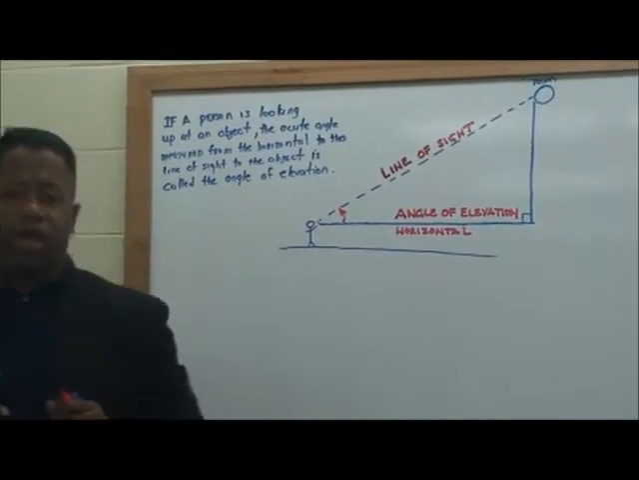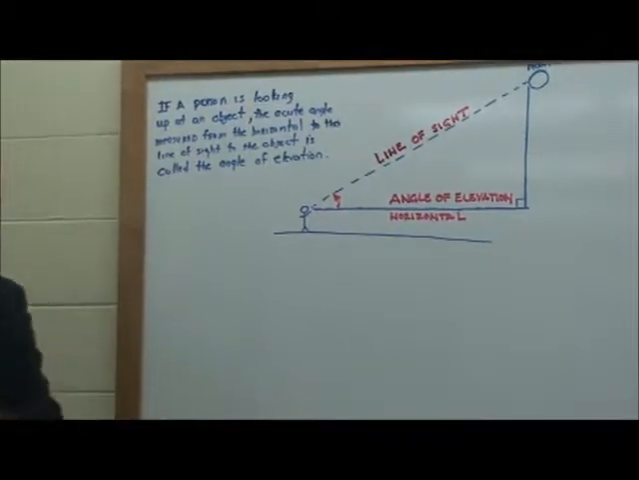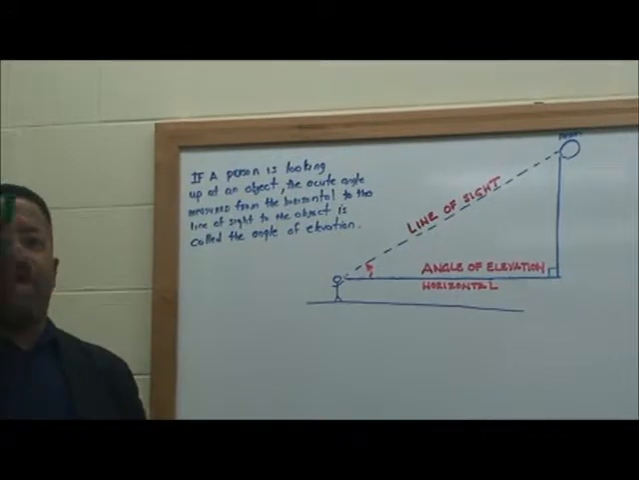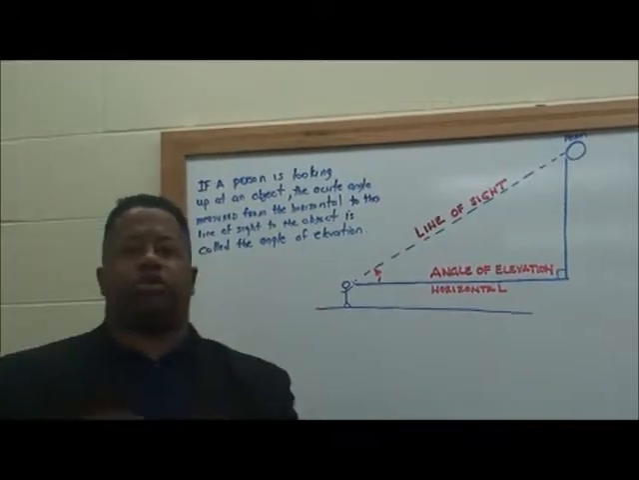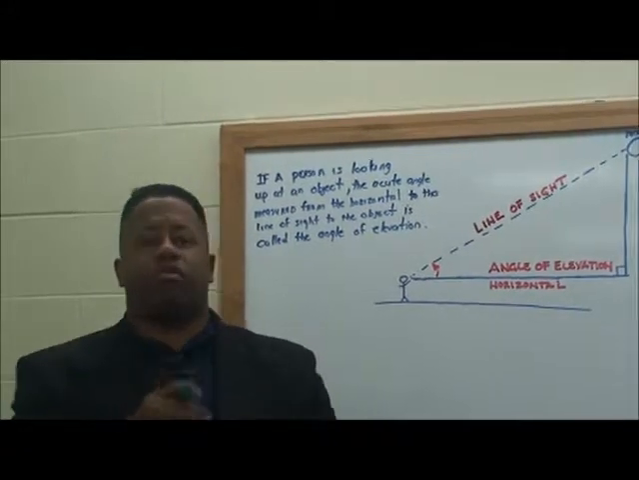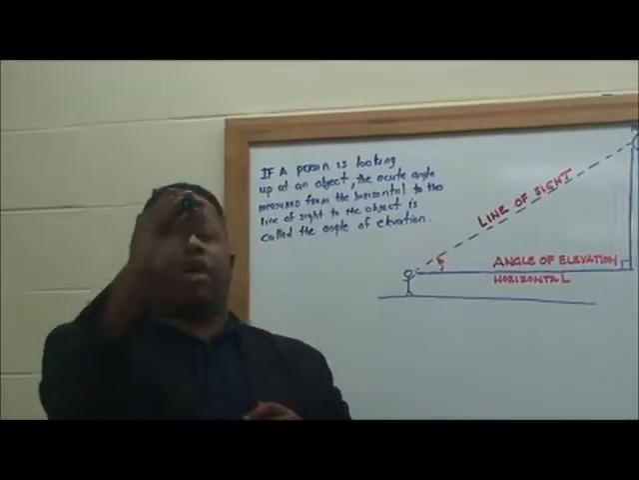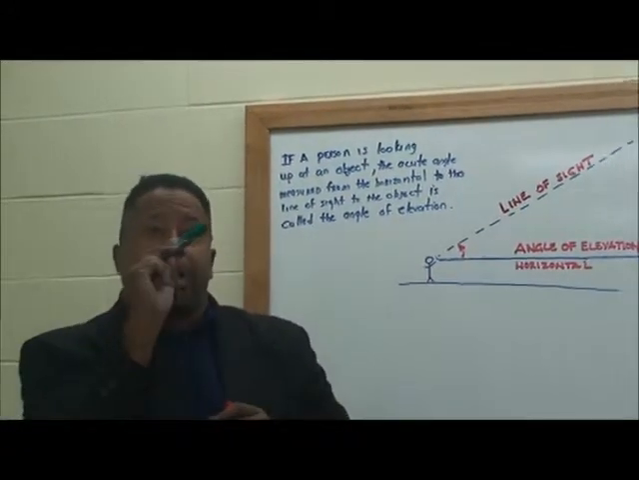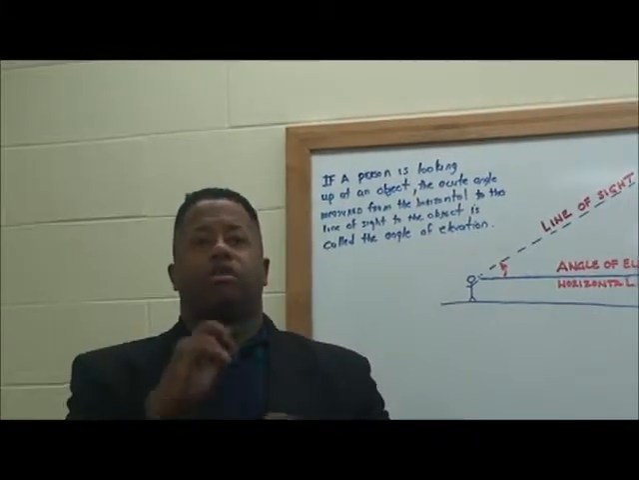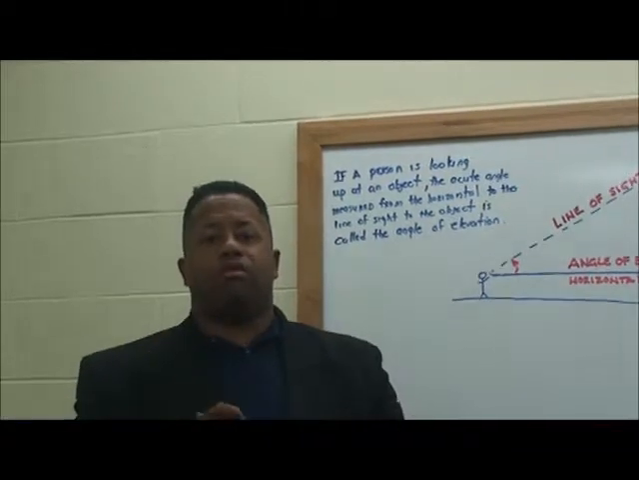I can stand here right now, another good example, and from my position here, I can look straight up. There's a projector here right on the ceiling. So as I'm looking up at the projector, from the horizontal measured to my line of sight, it creates an angle of elevation.